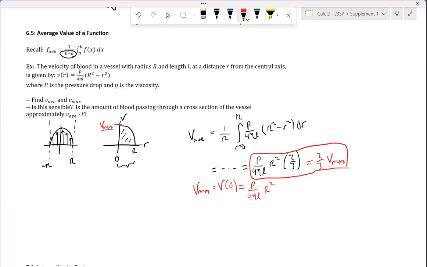But we might want to go a step further and say, well, here I have an application, right? There's a reason that I want to find V average, and probably what I want to know is something like, if I have a Doppler scan, if I find V max in a blood vessel, how much blood is making it through that vessel per unit of time? My estimate then might be something like 2/3 of V max.